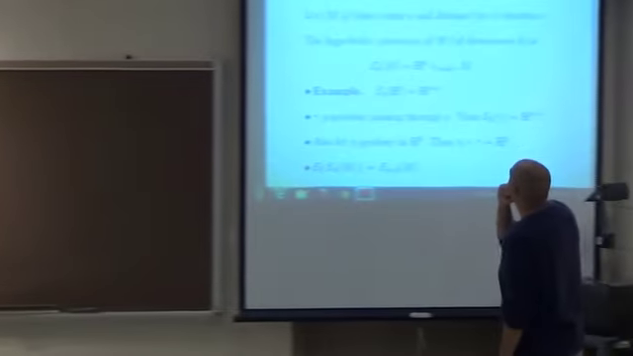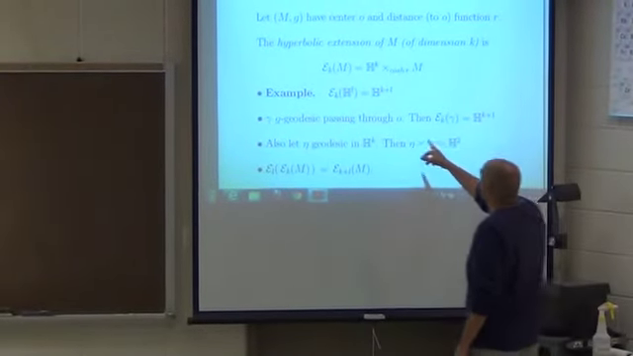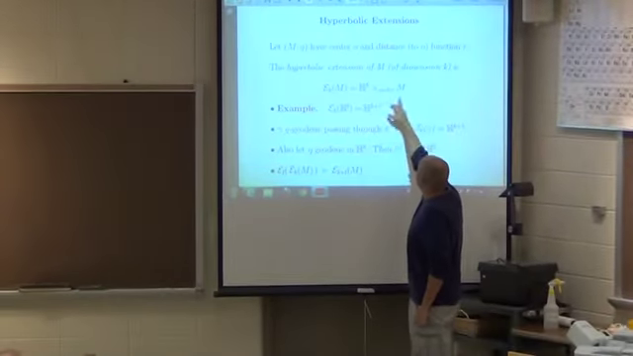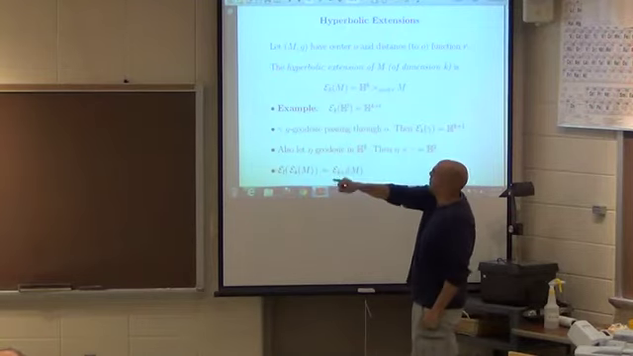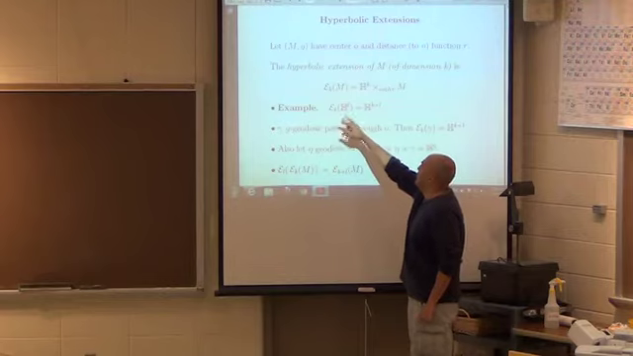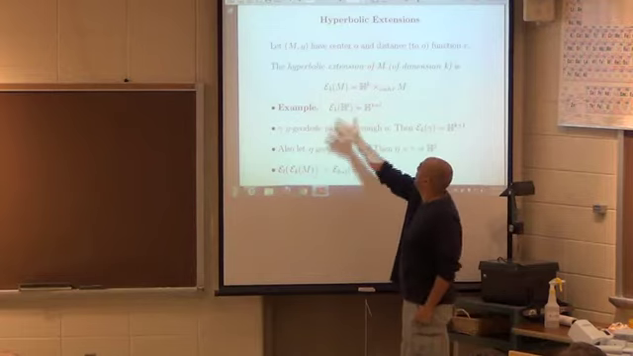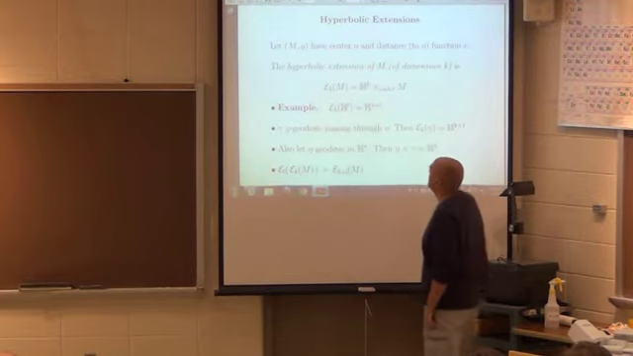And that's exactly what I have in here. So M has a center, and then I define the hyperbolic extension of M as being this. R is the distance to that origin there, and the example is that if you apply the hyperbolic extension to HL, you get H plus L. Actually, this is a generalization of this example.